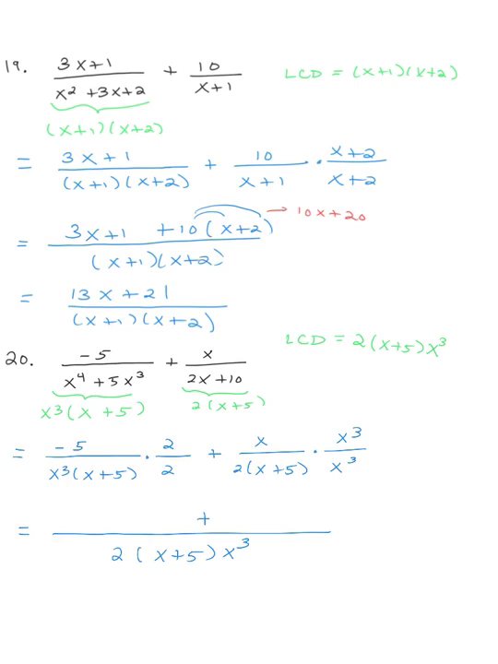I'm adding. For the first fraction, it's negative 5 times 2, that's negative 10. And x times x cubed is x to the fourth. Those can't be combined, they're not like terms, and this is my final answer.